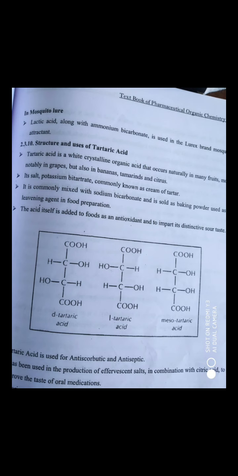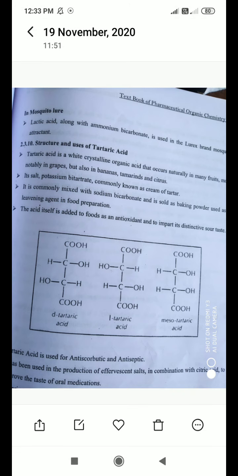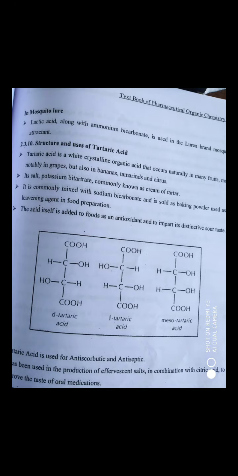Then, for mosquito larvae, against mosquitoes it can be used. It can attract mosquitoes towards itself so they can be killed. This particular lactic acid is used in the Lurex brand mosquito attractant. In which brand? Lurex brand mosquito attractant. Okay, this is all about acetic acid and lactic acid, the structure and uses of acetic acid and lactic acid.